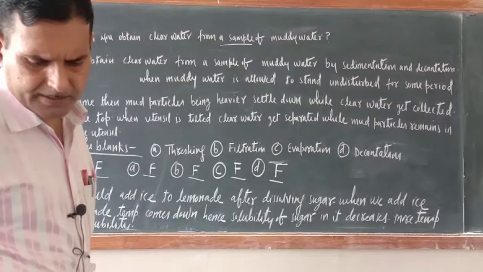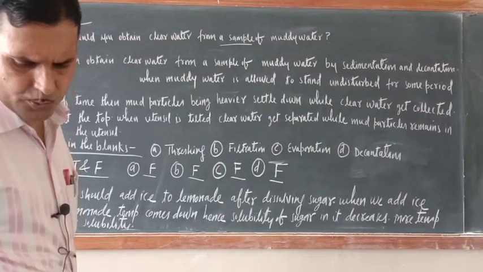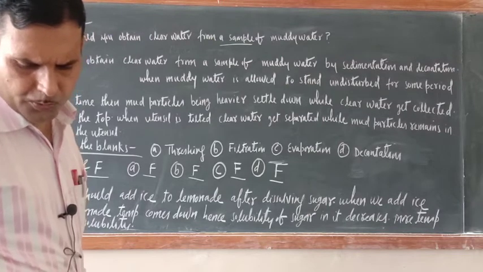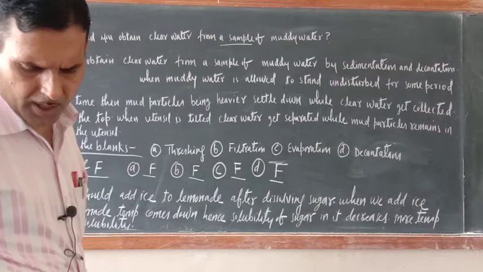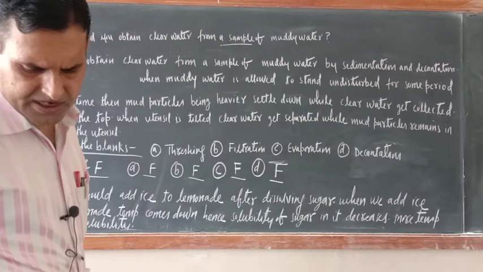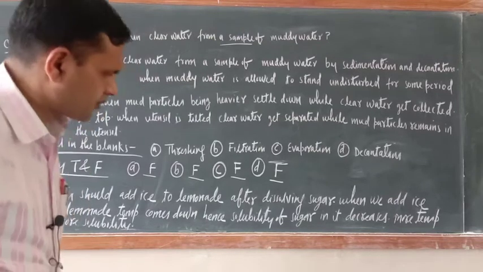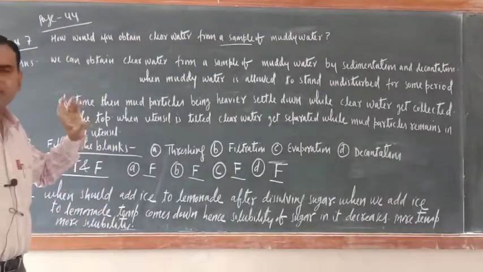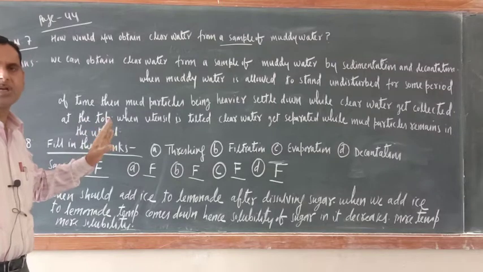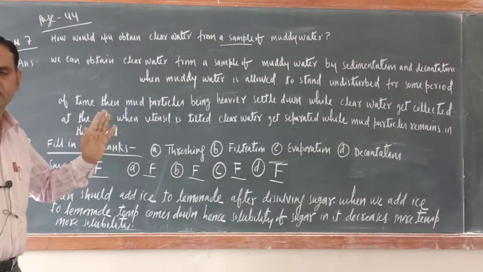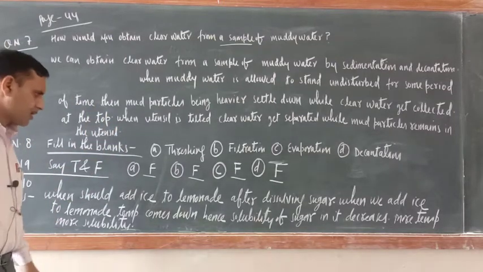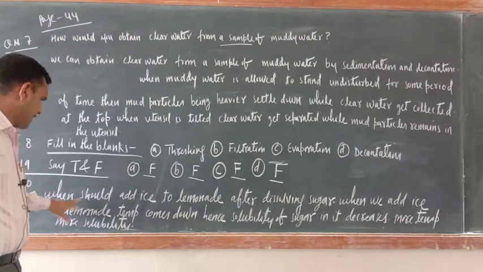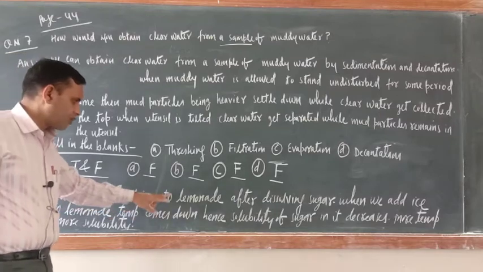Lemonade is prepared by mixing lemon juice and sugar in water. You wish to add ice to cool it. Should you add ice to the lemonade before or after dissolving sugar? In which case would it be possible to dissolve more sugar? Just try to understand. You have prepared the lemonade. Lemonade means a mixture of water, lemon, sugar, salt. Now you want to cool it. When should you add ice to lemonade?